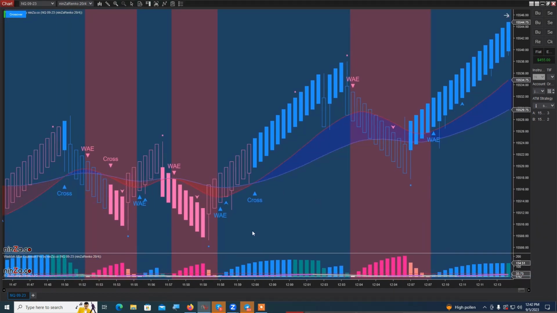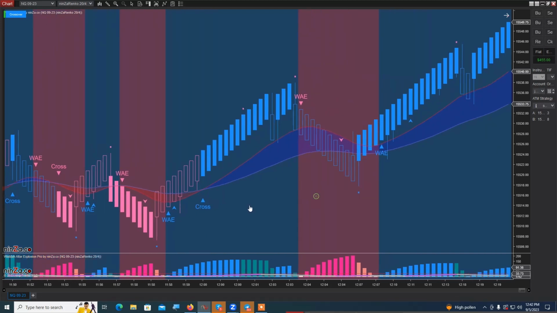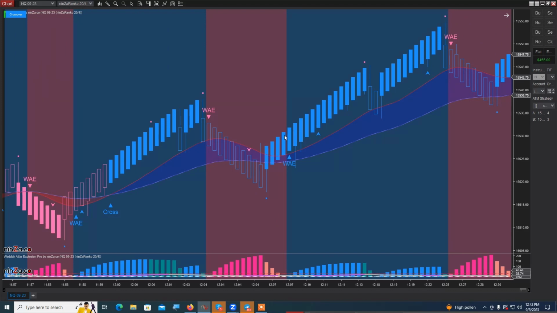So you look first for the cross. Here is the cross, right? This is the moving average cross, and this is the first signal in this case to the long side. So this is the whole approach. Not complicated, but very effective.